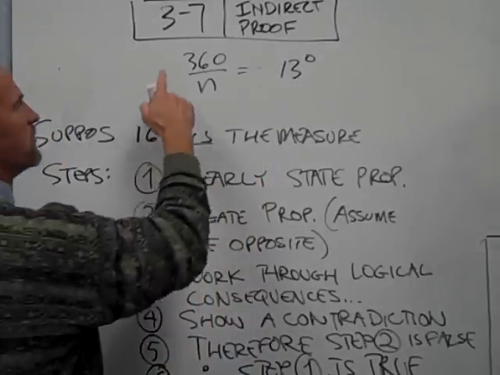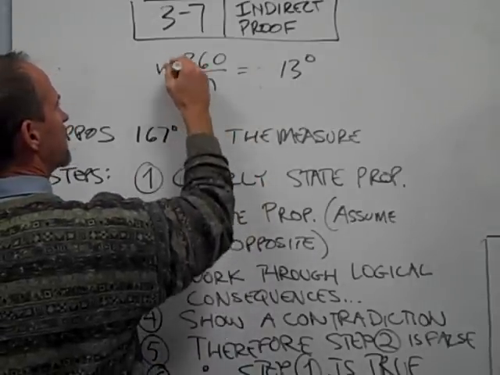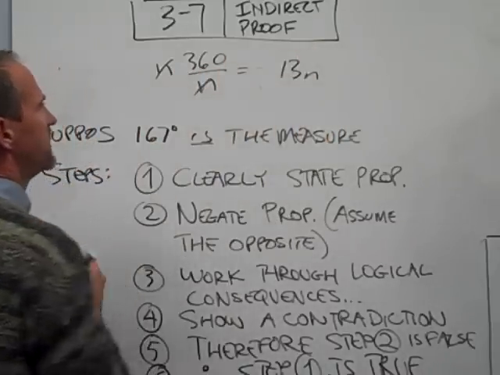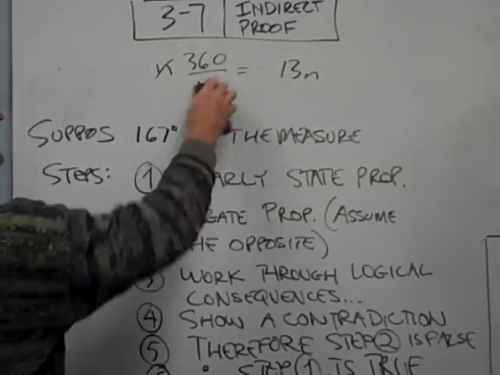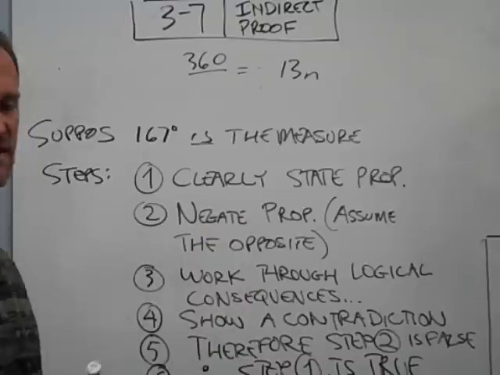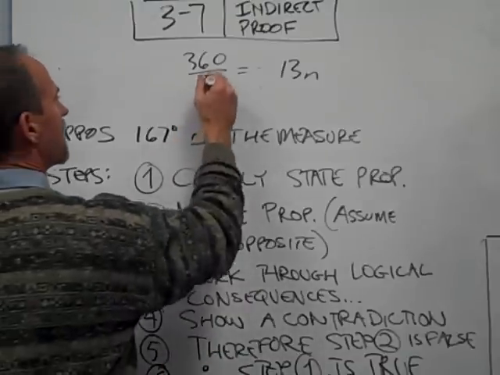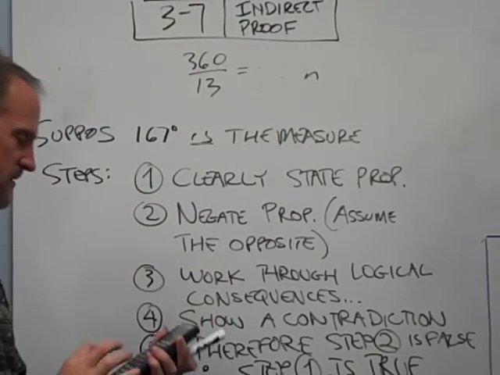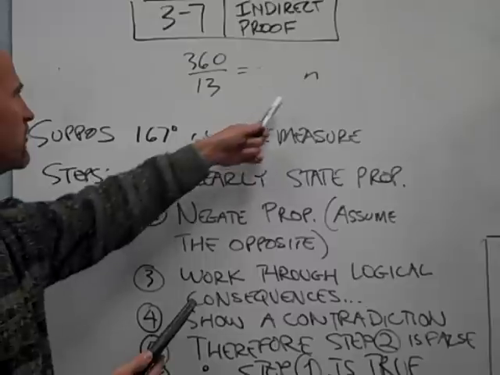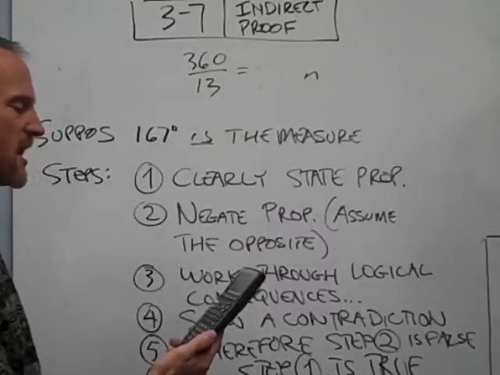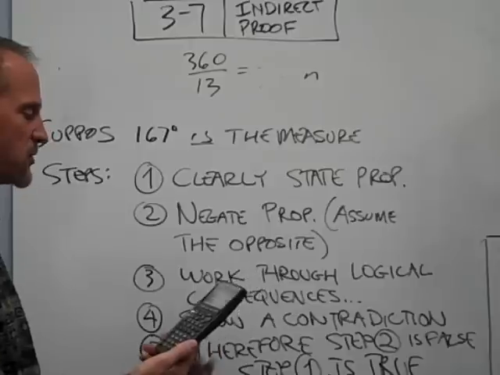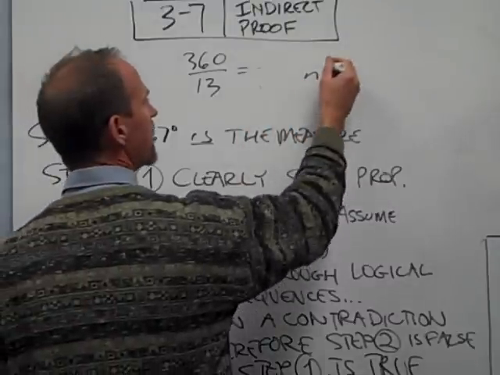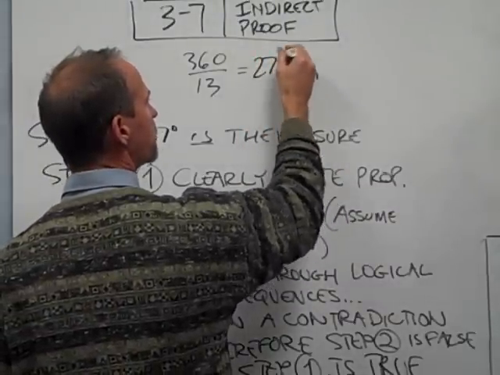And if I multiply both sides by n, I'll get n to cancel here, and I'll say 13 times n is equal to 360. All right. So if I divide 360 by 13, I'm going to get what n is. And if I do that, I get an angle measure. I get a side in my polygon of 27.7 sides. So n equals 27.7.